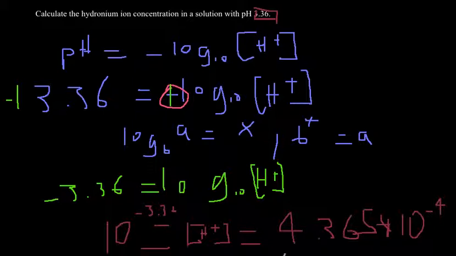So that equals 4.37 times 10 to the negative 4 power. This is your final answer right here: 4.37 times 10 to the negative 4.